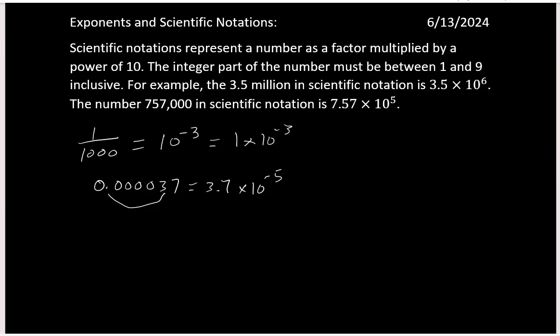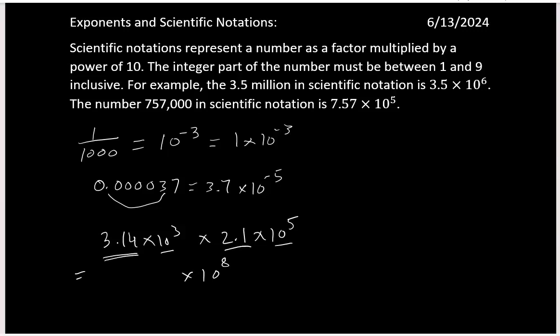Now the next problem is 3.14 times 10 to the 3, multiplied by 2.1 times 10 to the 5. So what happens in this case? 10 to the 3 times 10 to the 5, you can write here 10 to the 8. And let us see what happens with 3.14 times 2.1.